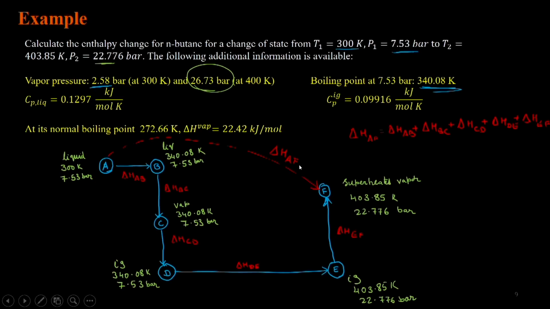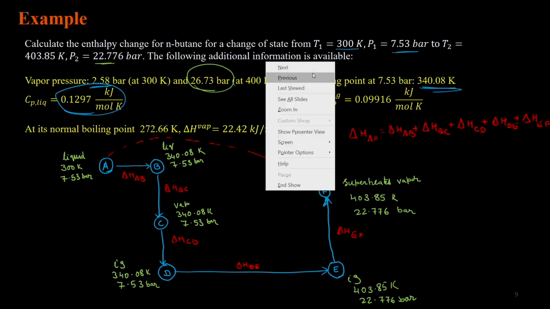Now, if you look at the process, delta H A to B is at the same pressure, we're only changing the temperature, and this is for a liquid. I have Cp for the liquid given to me. Cp for the liquid is given as 0.1297 kilojoules per mole per Kelvin. So delta H AB is simply the integral from TA to TB of Cp liquid dT. In this case, Cp liquid is constant. It's not a function of temperature, so I can take it out of the integral. This will turn out to be TB minus TA.